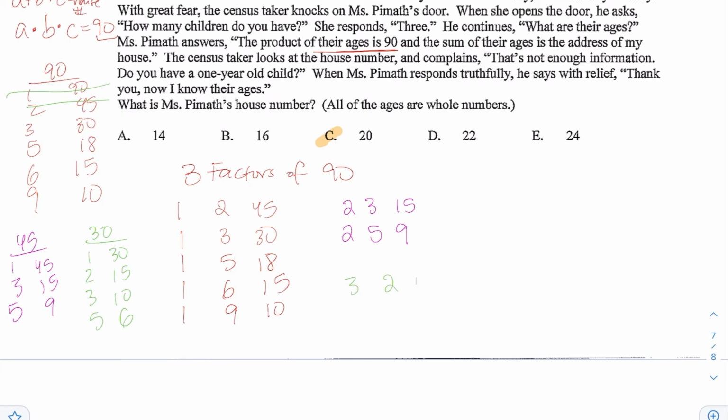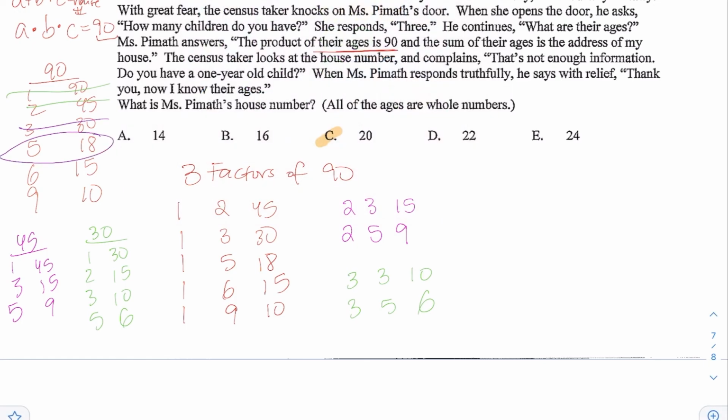3, 2 and 15, which again you already have. So you can have 3, 3 and 10, and 3, 5 and 6. Okay, so done with 3s.